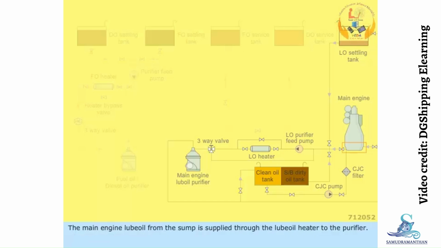The main engine lube oil from the sump is supplied through the lube oil heater to the purifier. The purified oil flows back to the main engine lube oil sump. Purification takes place continuously when the main engine is running.